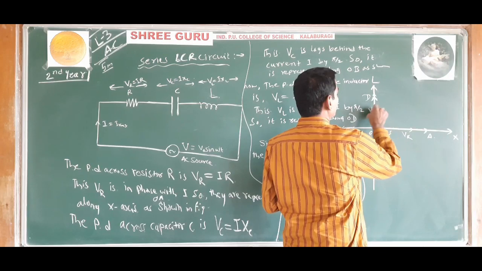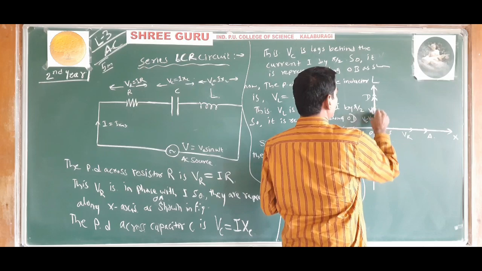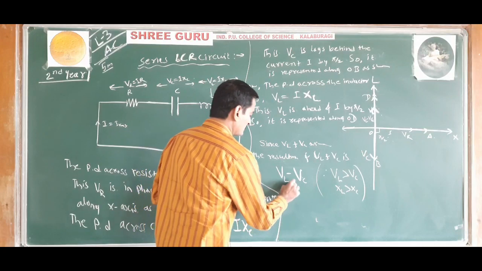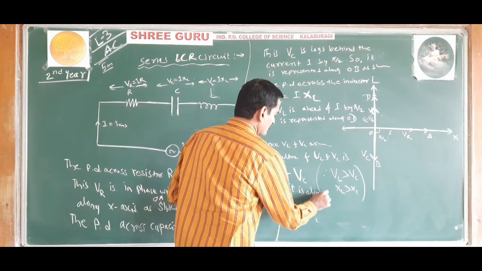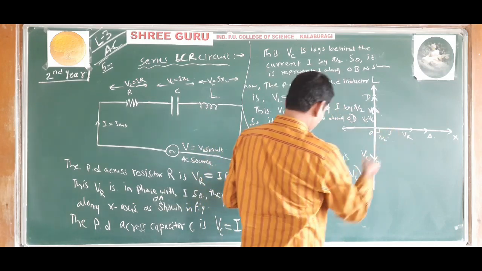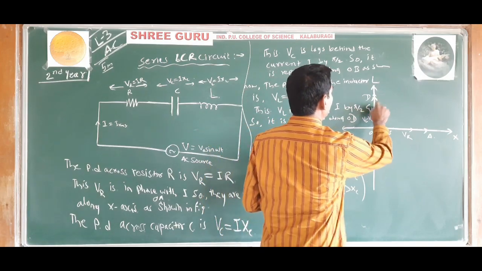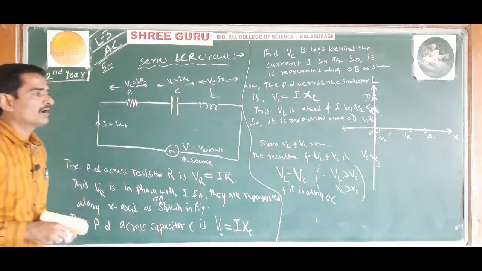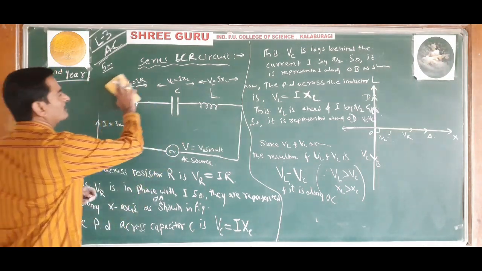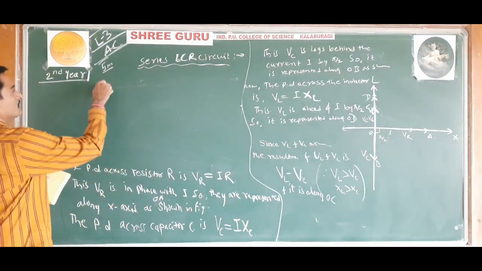It is here. So that is VL minus VC. Understood? Okay. And it is along OC. Okay, say this point as C. And now the resultant of VL minus VC and VR. Shall I remove this diagram? Okay. Now we want the resultant of VL minus VC and VR.